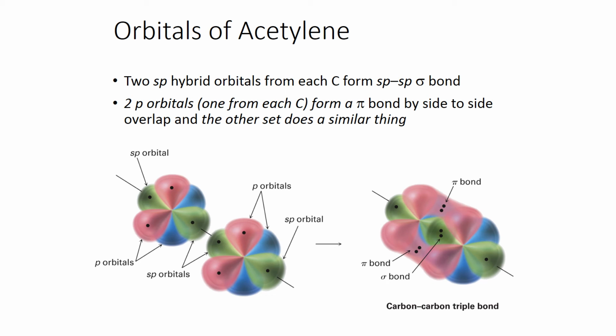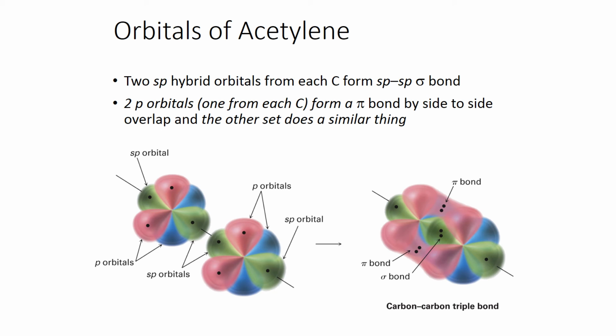When they overlap, the picture here is really hard to follow. But here is one carbon atom. Look right here. What do we see? One p orbital, another p orbital. Here is an sp hybrid, and here is an sp hybrid. Now we're going to push them together.